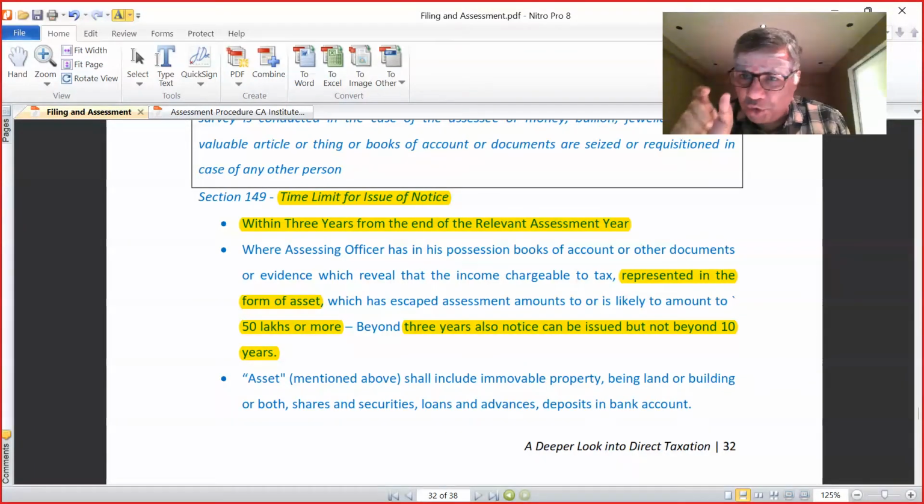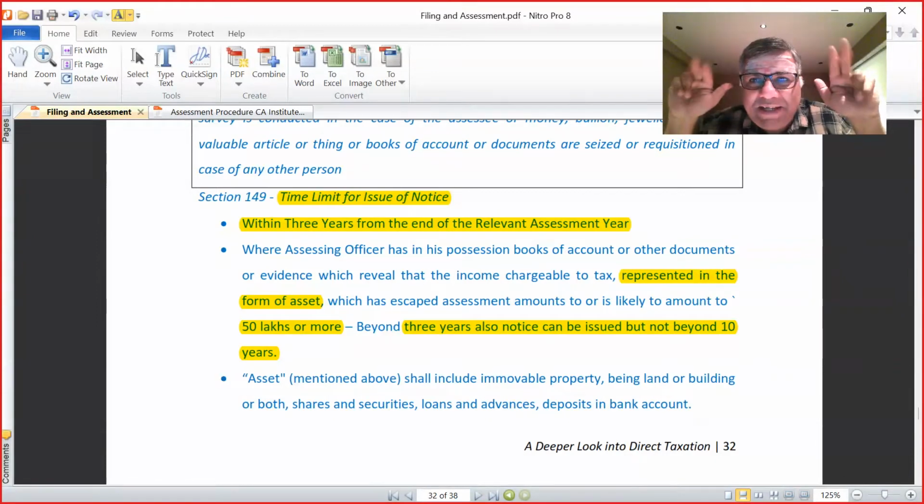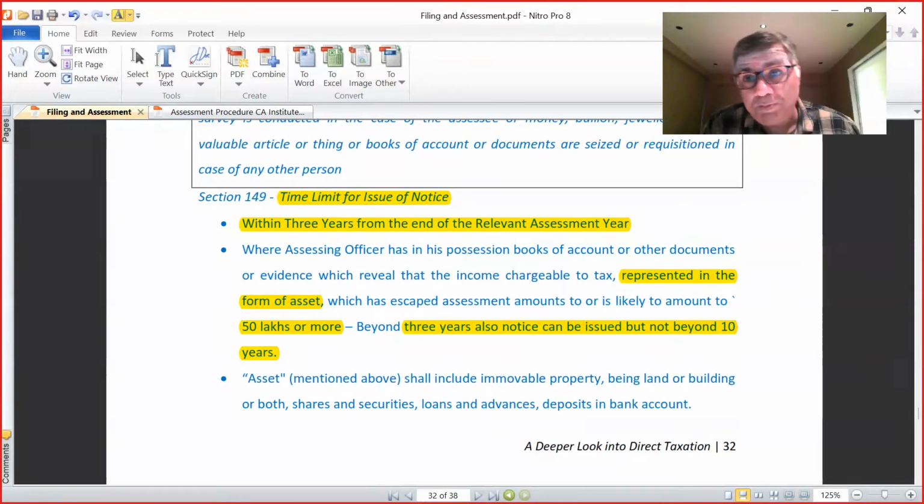If I want to go back beyond the 3 years, the tax collection should be high. So, there is a monetary limitation which I am fixing. The law is saying, yes, go back beyond 3 years, up to 10 years, provided the income exceeding is 50 lakhs or more. How do you know? Represented in the form of assets. Indirectly, we understand this is for such cases.